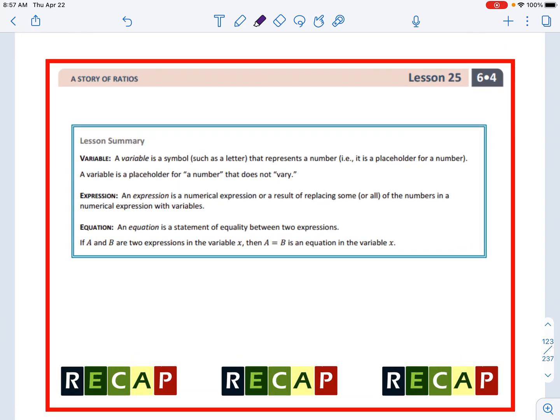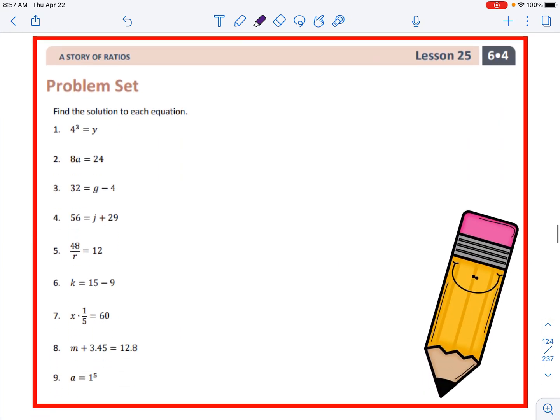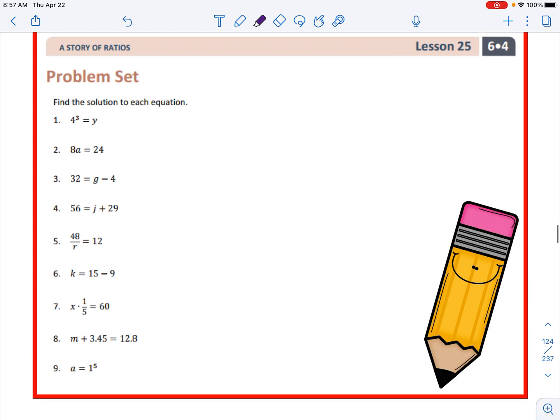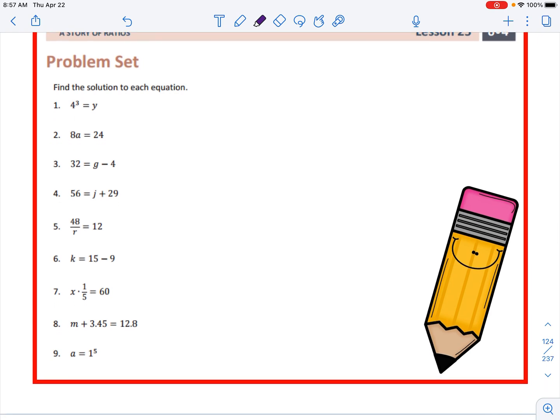All right, guys, I want you to do the problem set on your own. Okay, try to figure this out. Find the solutions for each equation. Then I want you to complete the quiz on the back of this paper. It is multiple choice. Try your best, do it completely on your own, and get it turned into the sub when you are done.